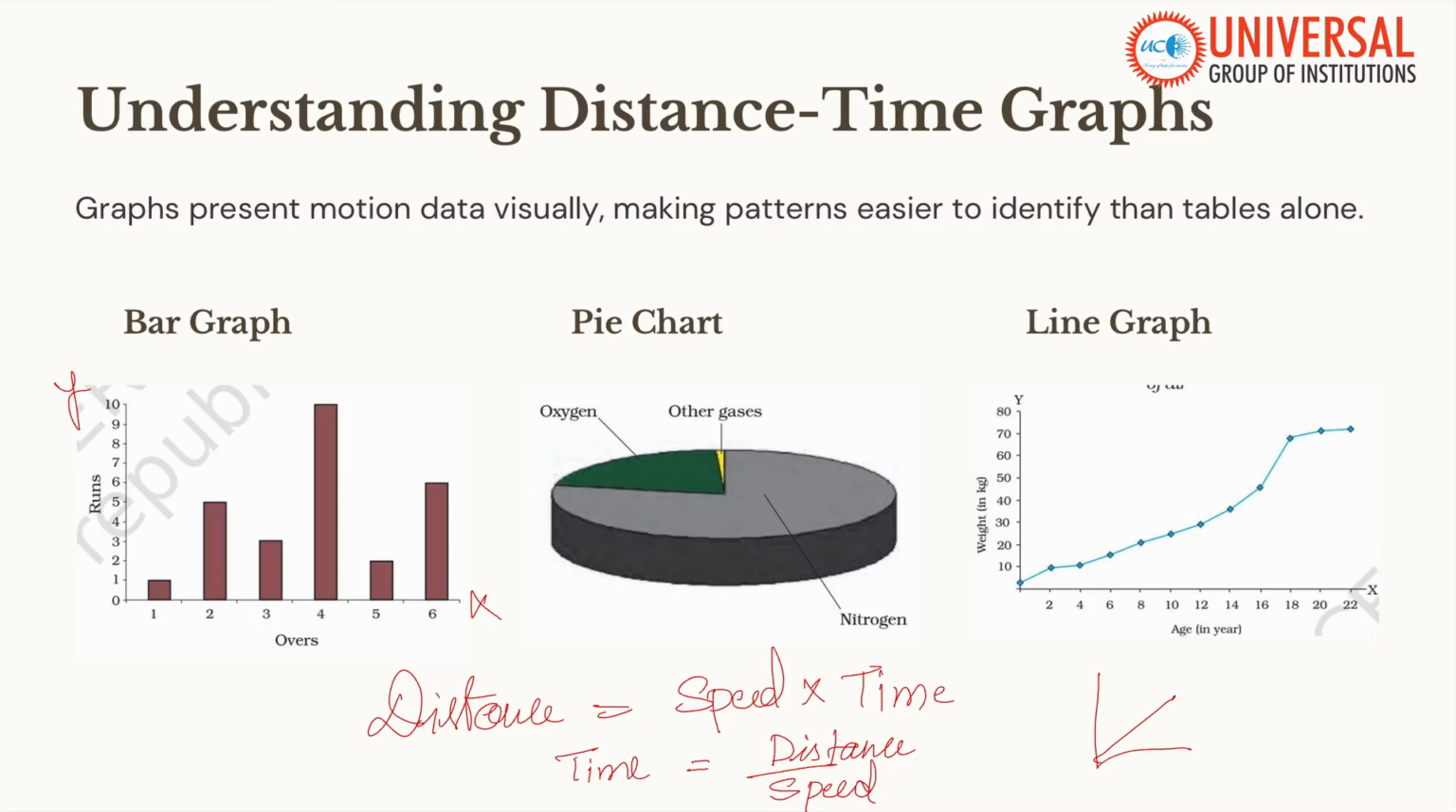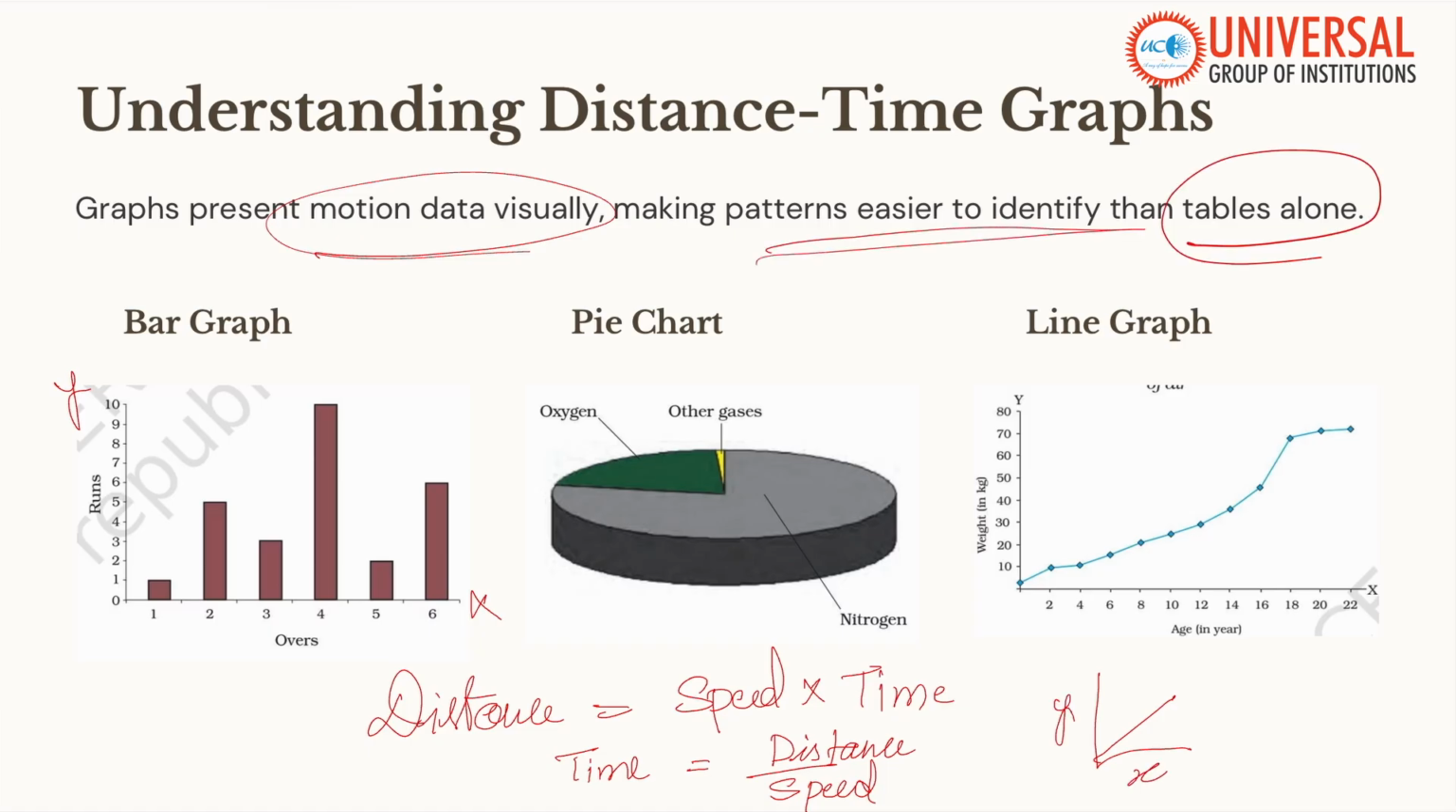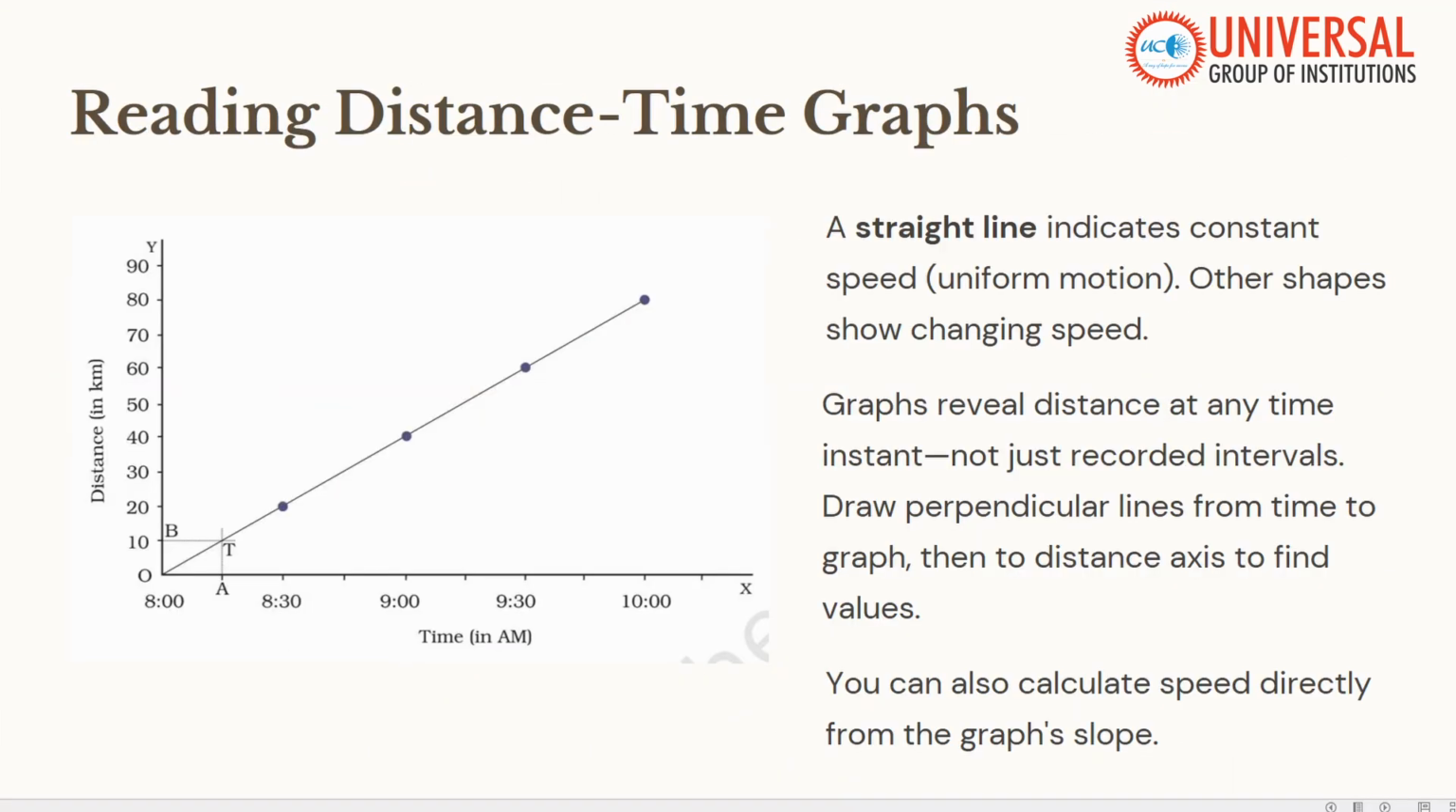So we can say that the graph presents motion data visually and makes patterns easier to identify than tables alone. In the distance time graph, the x-axis has time and the y-axis has distance. If the graph is a straight line, it is uniform motion. If it is curved, it is non-uniform motion. It helps to determine the distance at any instant of time, and speed can be calculated from the slope of the graph.